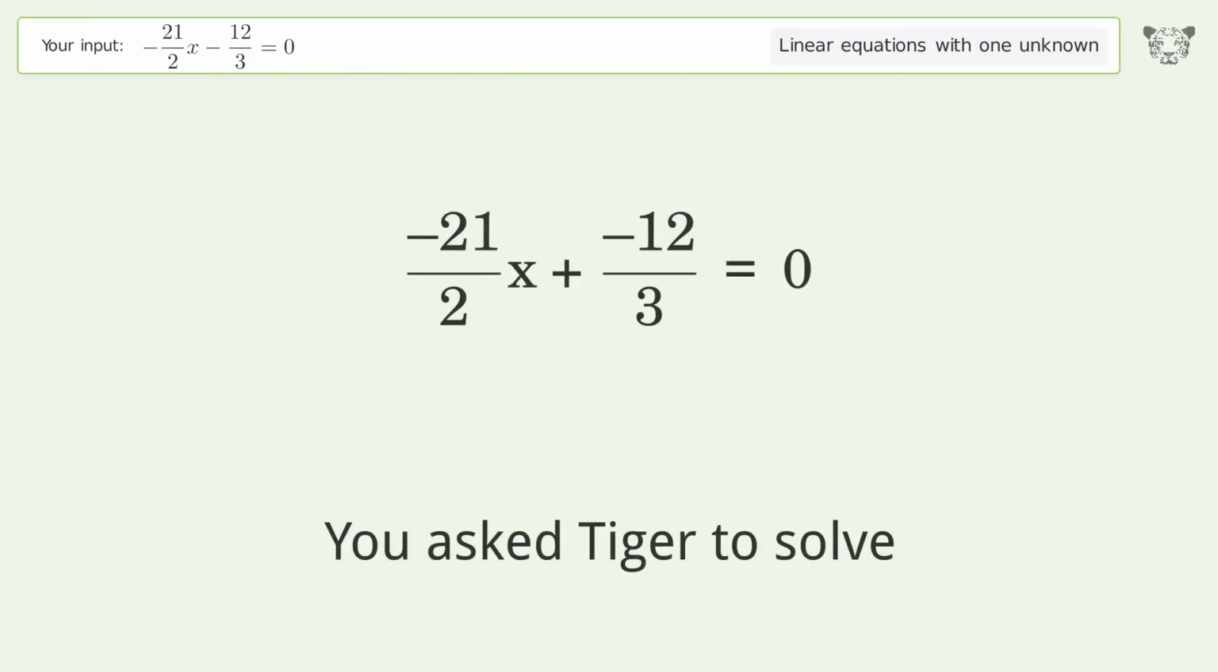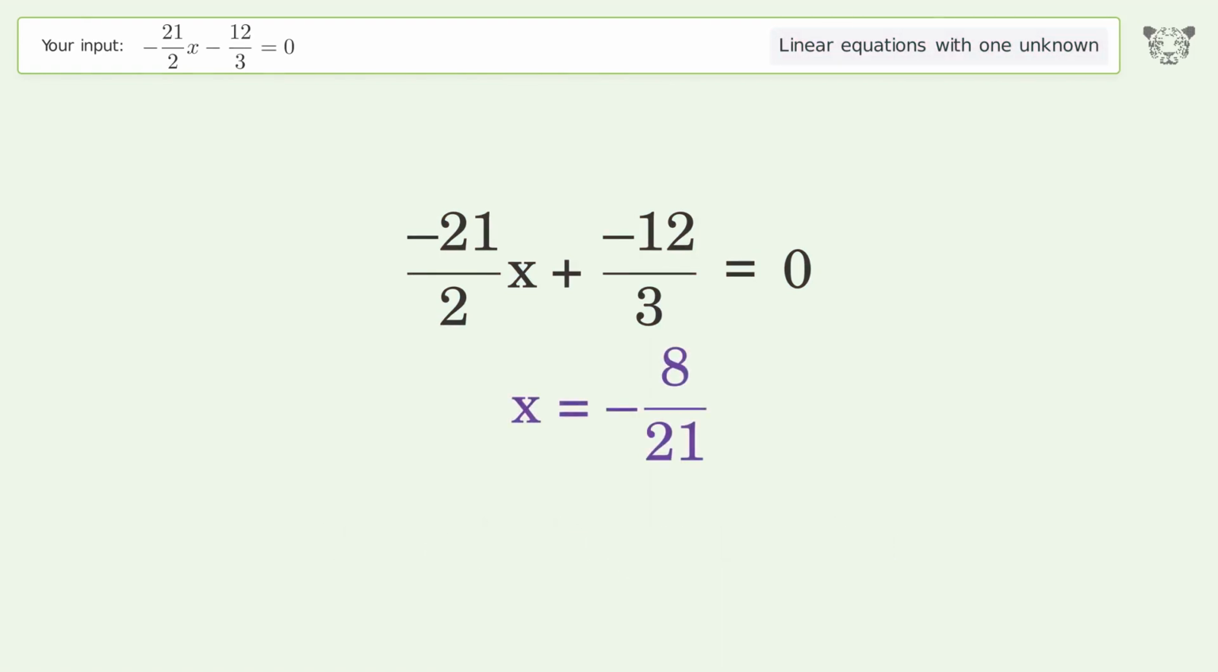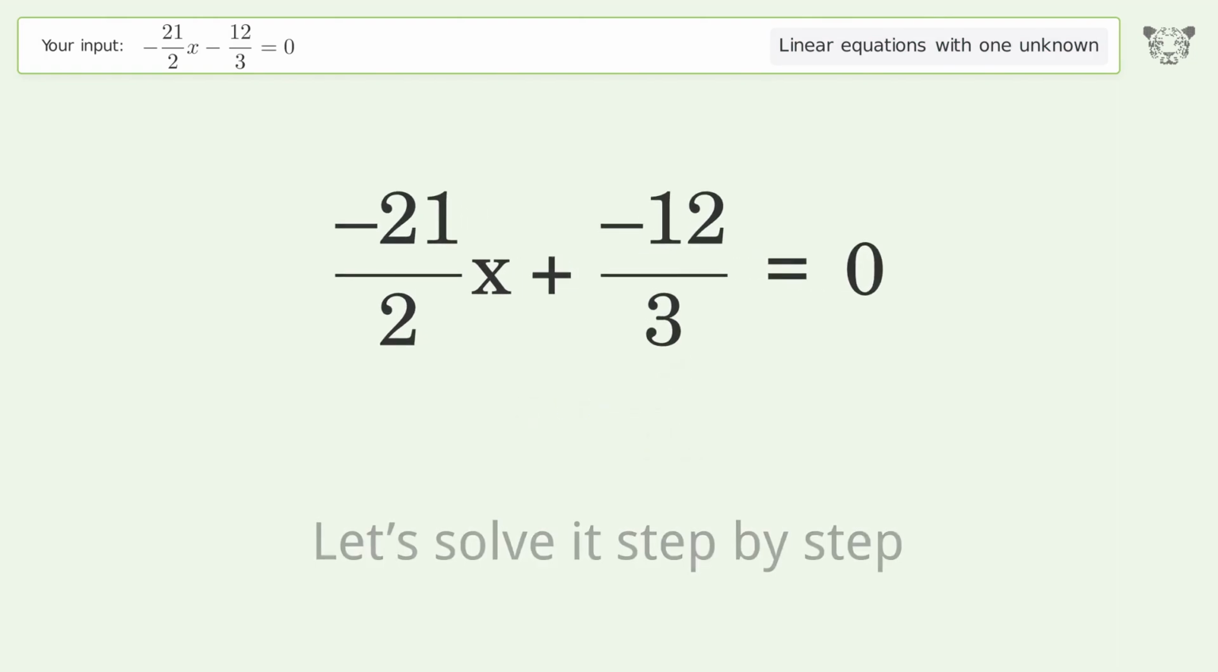You ask Tiger to solve. This deals with linear equations with one unknown. The final result is x equals -8/21. Let's solve it step by step.